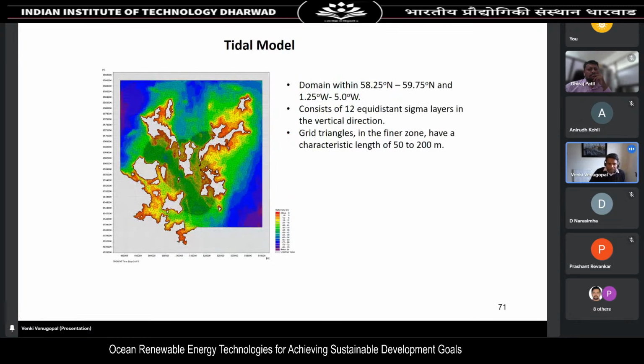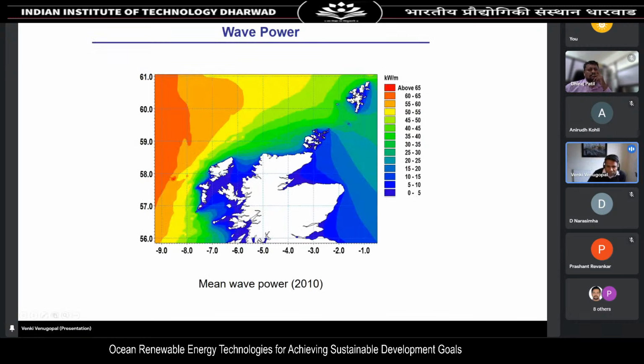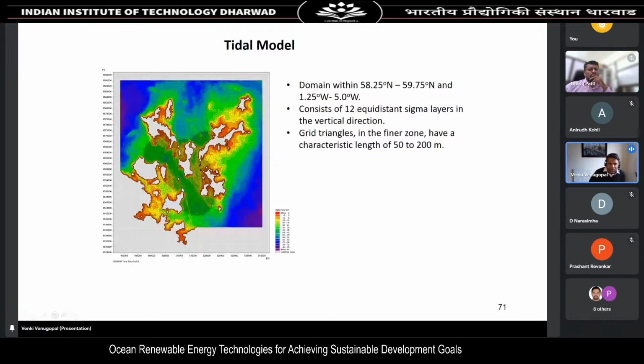The tidal model. We constructed tidal models for, if you watch this area, this is called Fall of Warness. That's where the wave current interactions are stronger, and the tidal currents could reach speeds up to 4 meters per second or 5 meters per second. And that's the location I have tried to model to further understand what's going on there.